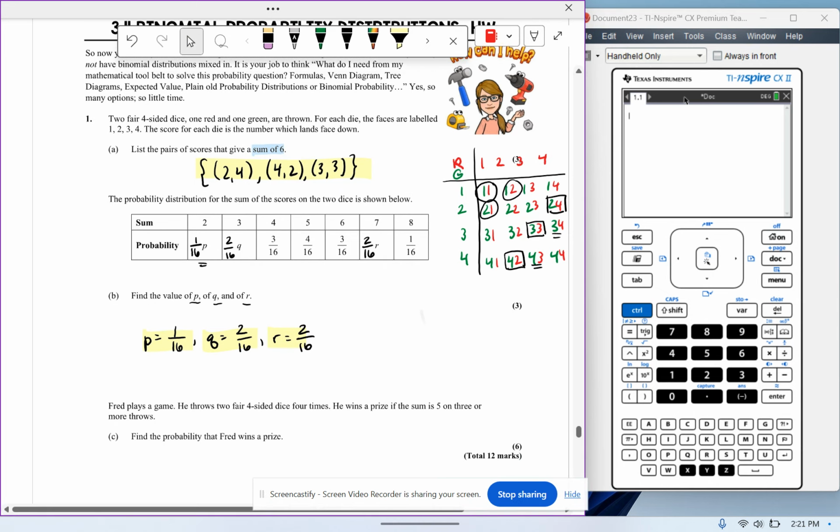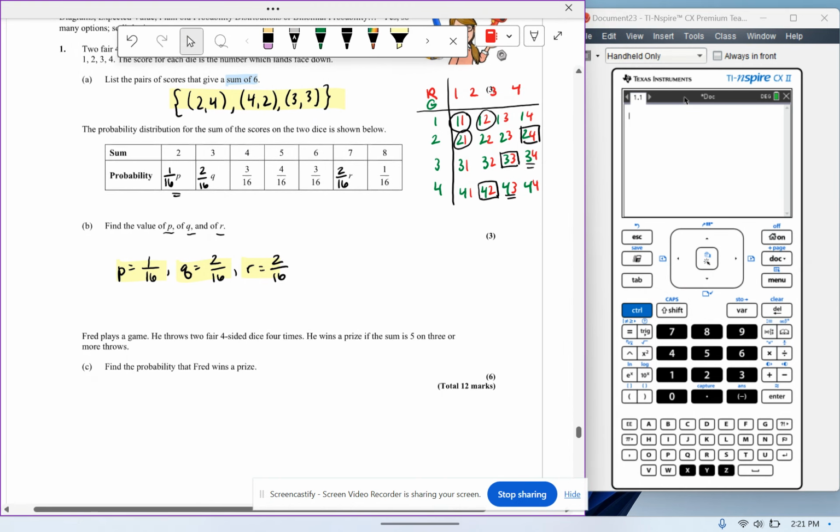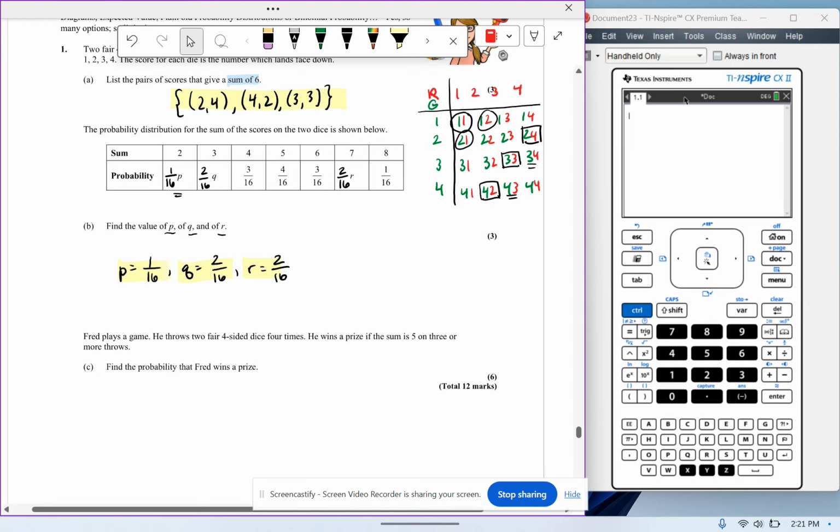Now I have a feeling I'm going to be using that distribution chart down here. Fred plays a game. He throws 2 fair four-sided dice 4 times. He wins a prize if the sum is 5 on 3 or more throws. Find the probability that Fred wins a prize. All right, so he's throwing the dice 4 times.